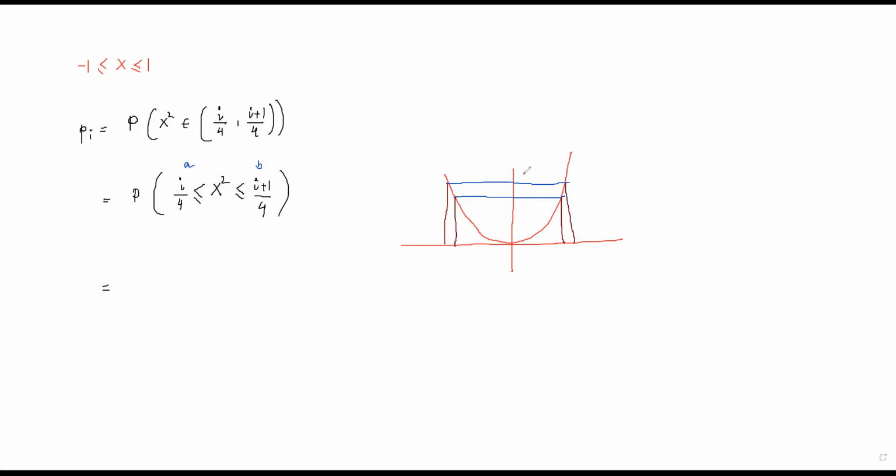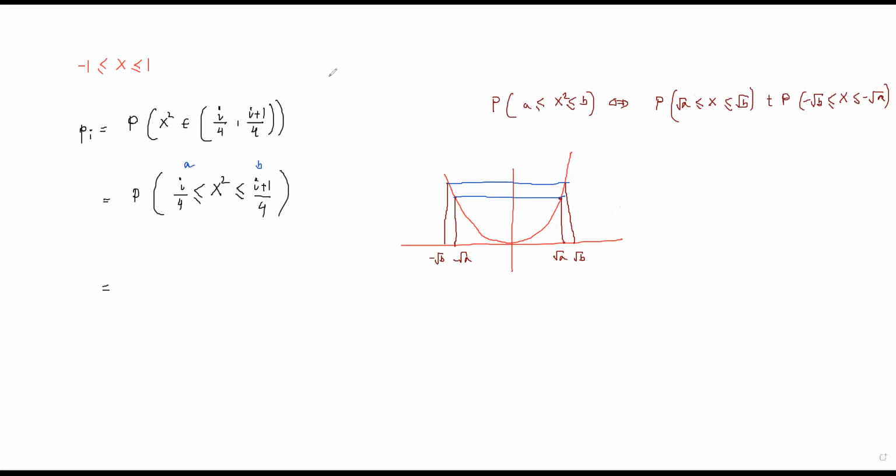If you ask the probability that X squared lies between a and b, it's the same as the probability that X is between root a and root b, plus the probability that X is between minus root b and minus root a. This is root a, this is root b, and this will be minus root a and minus root b. So this is point a, this is point b. This is the basic idea.